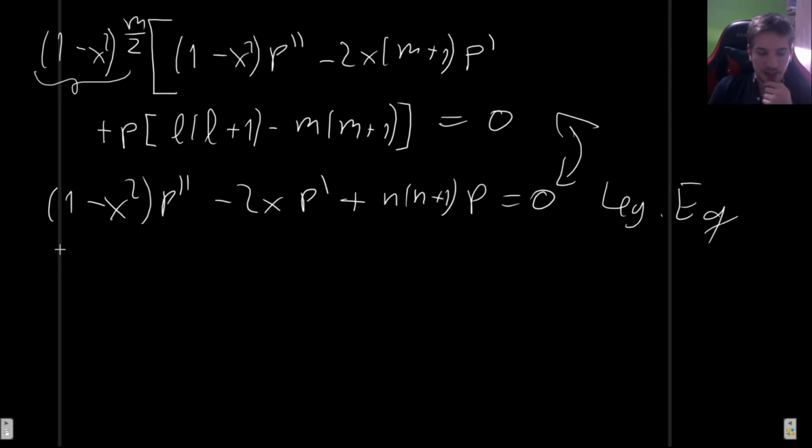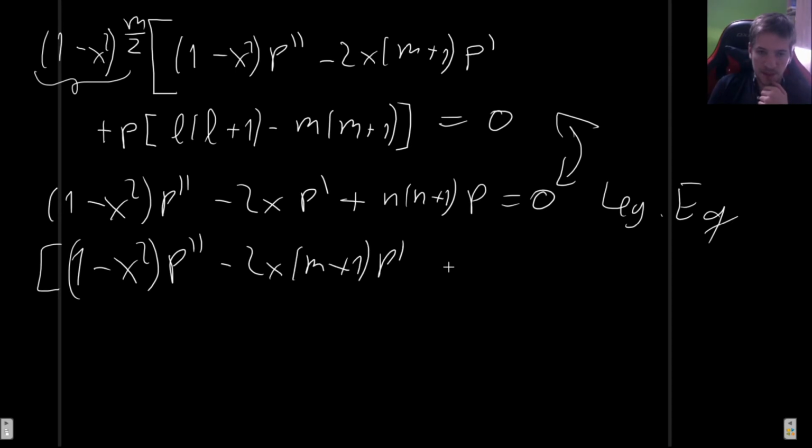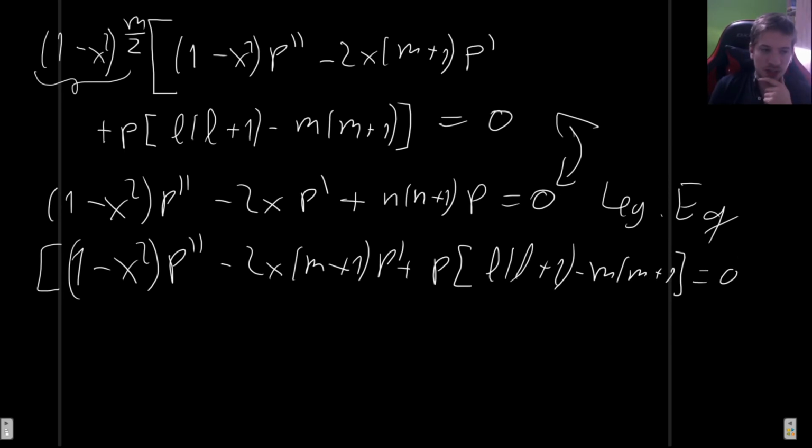That means we want to solve (1 minus x squared) p prime prime minus 2x(m plus 1) p prime plus p times [l(l plus 1) minus m(m plus 1)] equals 0. This is the equation that we want to solve. As I said, if m is 0, this is just going to be the Legendre differential equation. So what happens when m is not 0? That is something we're going to take a look at in just a minute. First, let us solve this when m is 0.